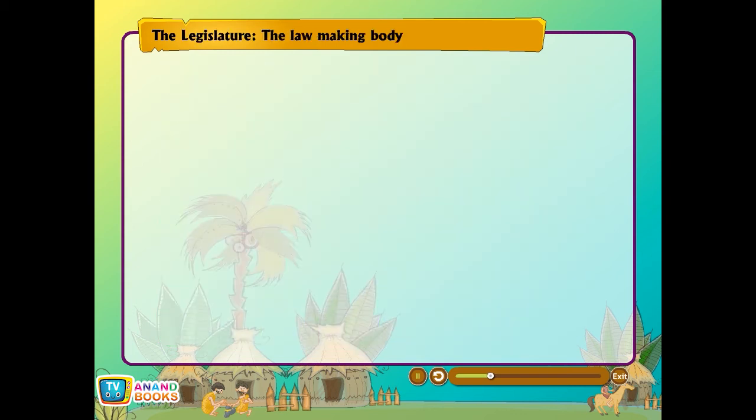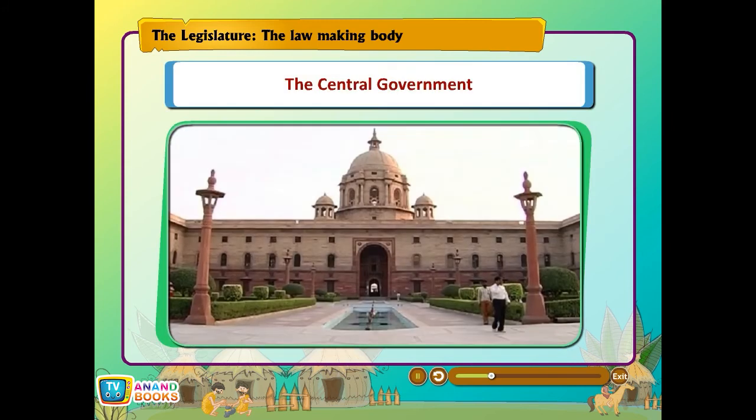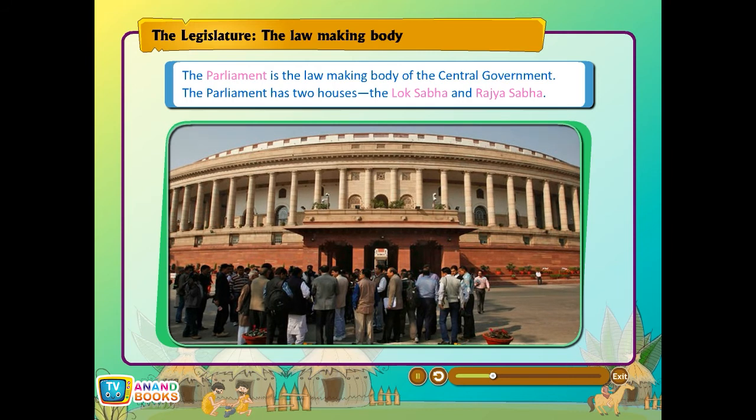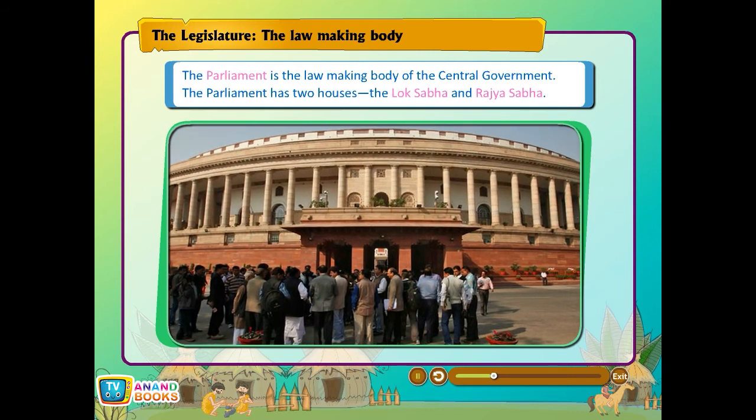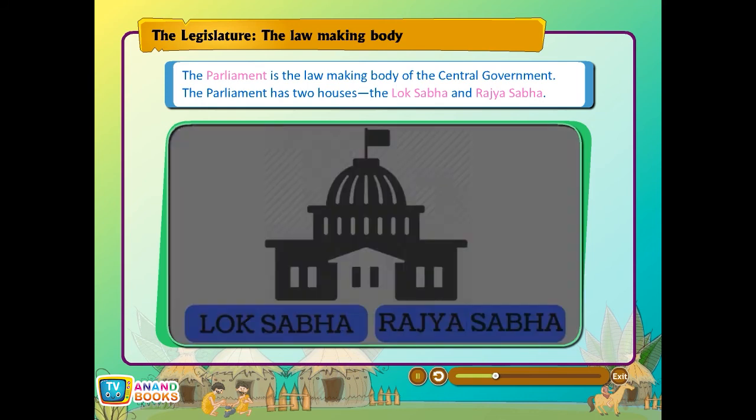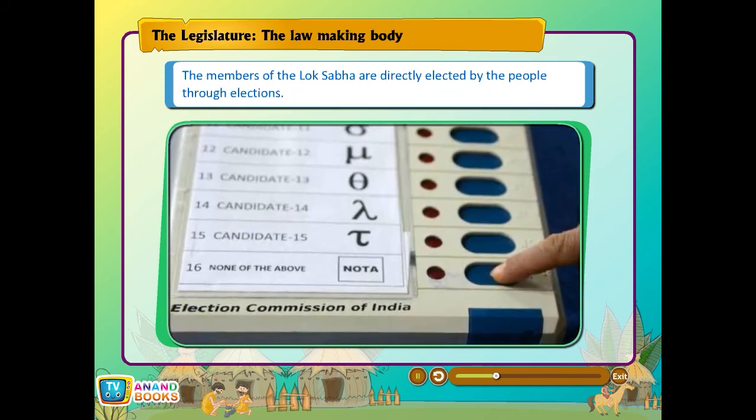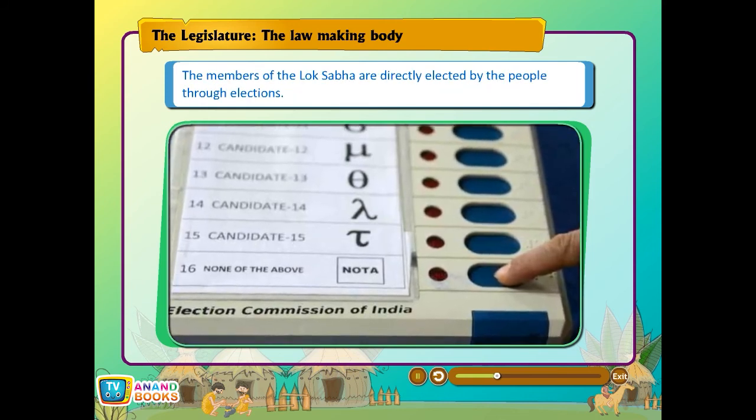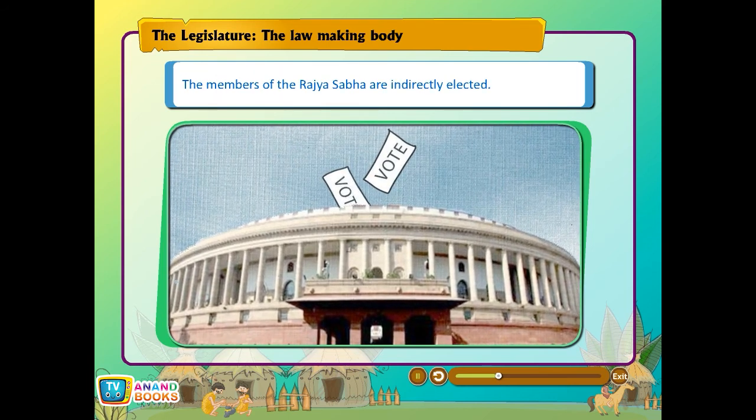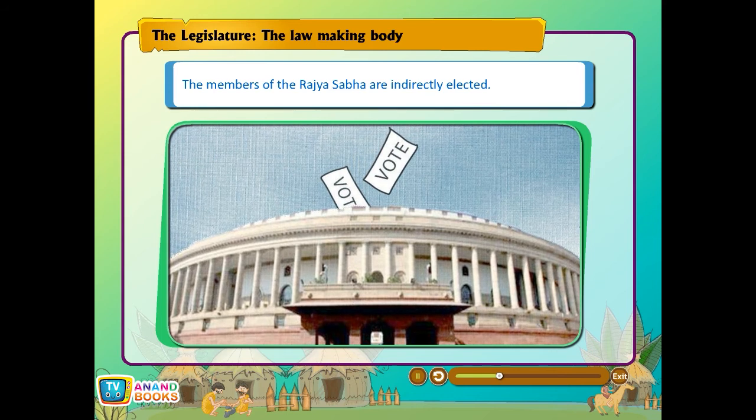The legislature, the law-making body. The central government. The parliament is the law-making body of the central government. The parliament has 2 houses, the Lok Sabha and Rajya Sabha. The members of the Lok Sabha are directly elected by the people through elections. The members of the Rajya Sabha are indirectly elected.